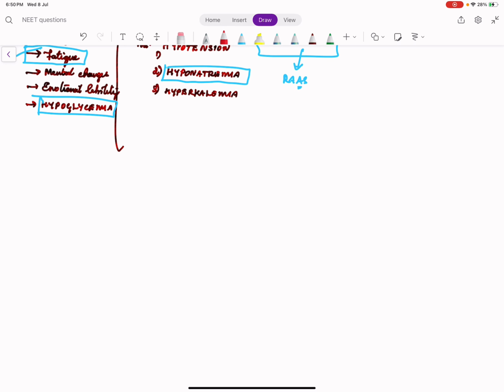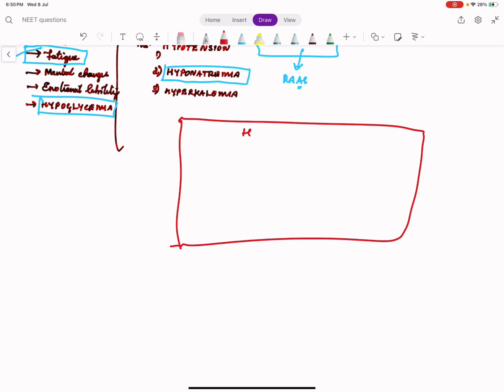And sodium, there are many questions there. Just one important point about hyponatremia. The normal value of sodium in our body is 136 to 146 milliequivalents per liter. When the sodium is less than 136 milliequivalents per liter, it is called hyponatremia.